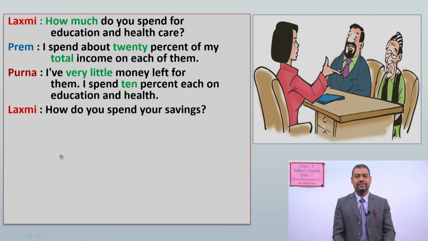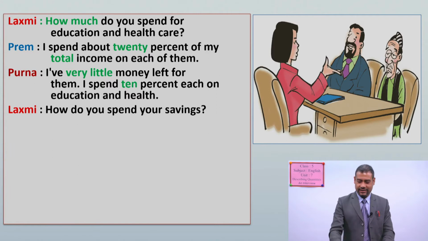Again, Lakshmi asks the question, how do you spend your savings? See, do you know the meaning of savings? For example, if I earn 1000 rupees and I spend 900 rupees and 100 rupees is left with me, that 100 rupees is my saving. Okay? So, Lakshmi asks this question to them. How do you spend your savings? Now, what do you think? What do you guess Prem will say and what Purna will say?